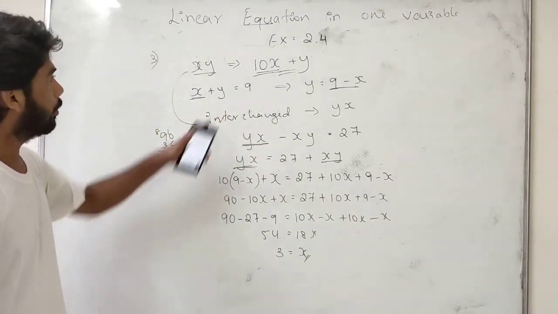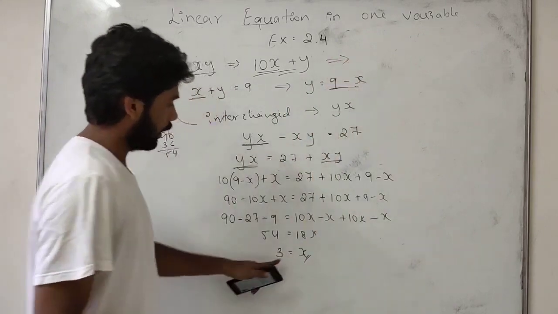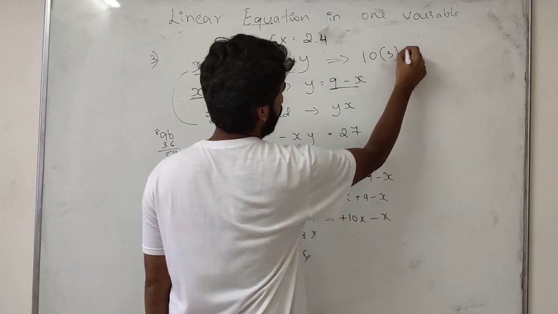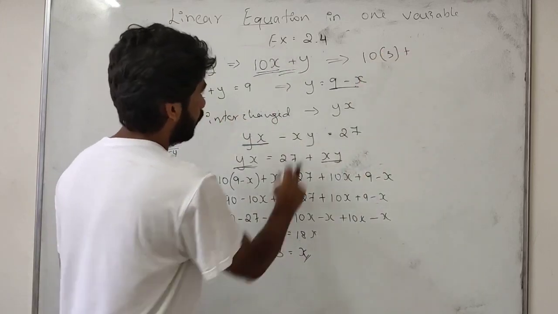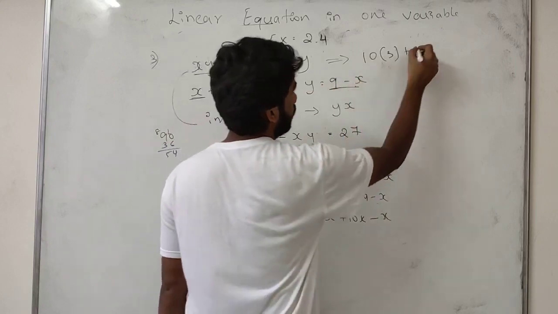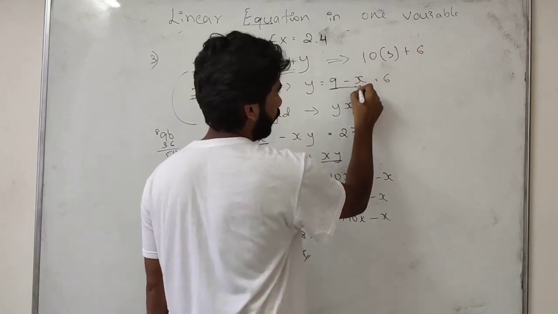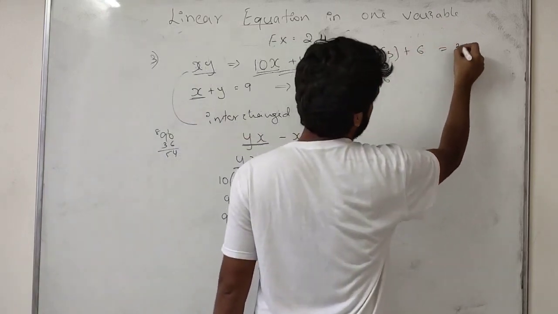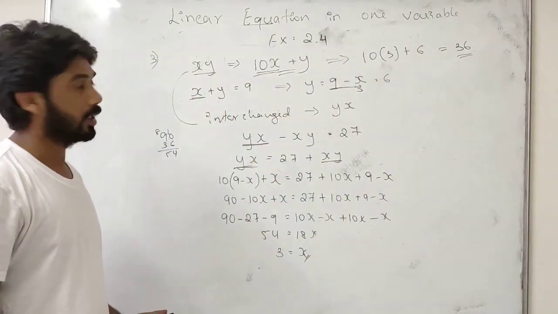Now we have to find the number. Put it in the equation: x is equal to 3 means 10 times 3 plus y. Y is 9 minus 3, which is 6. Here we will get y as 6. So in total we get 36. So the number here is 36.